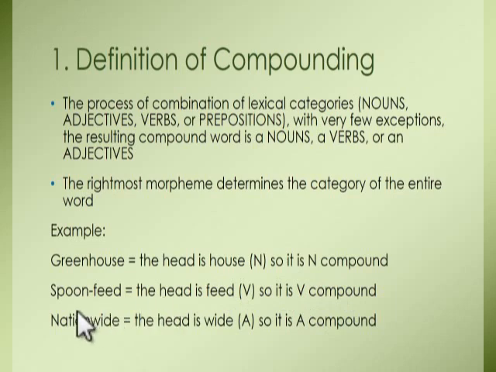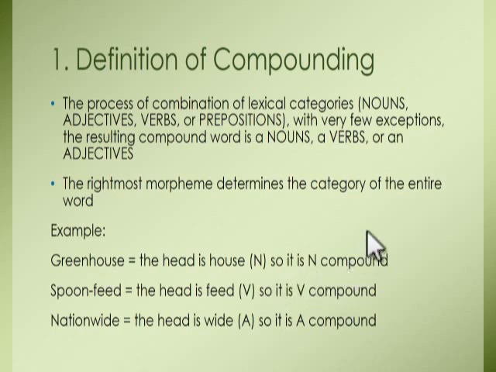And then the other example, nationwide. Nation is noun and wide is adjective. So the head is wide. In this case, the adjective. So it is adjective compound. Okay, so this is how to determine the head of compound, because in compound it is possible to have more than two morphemes combined to construct one word. Okay, you get the point.